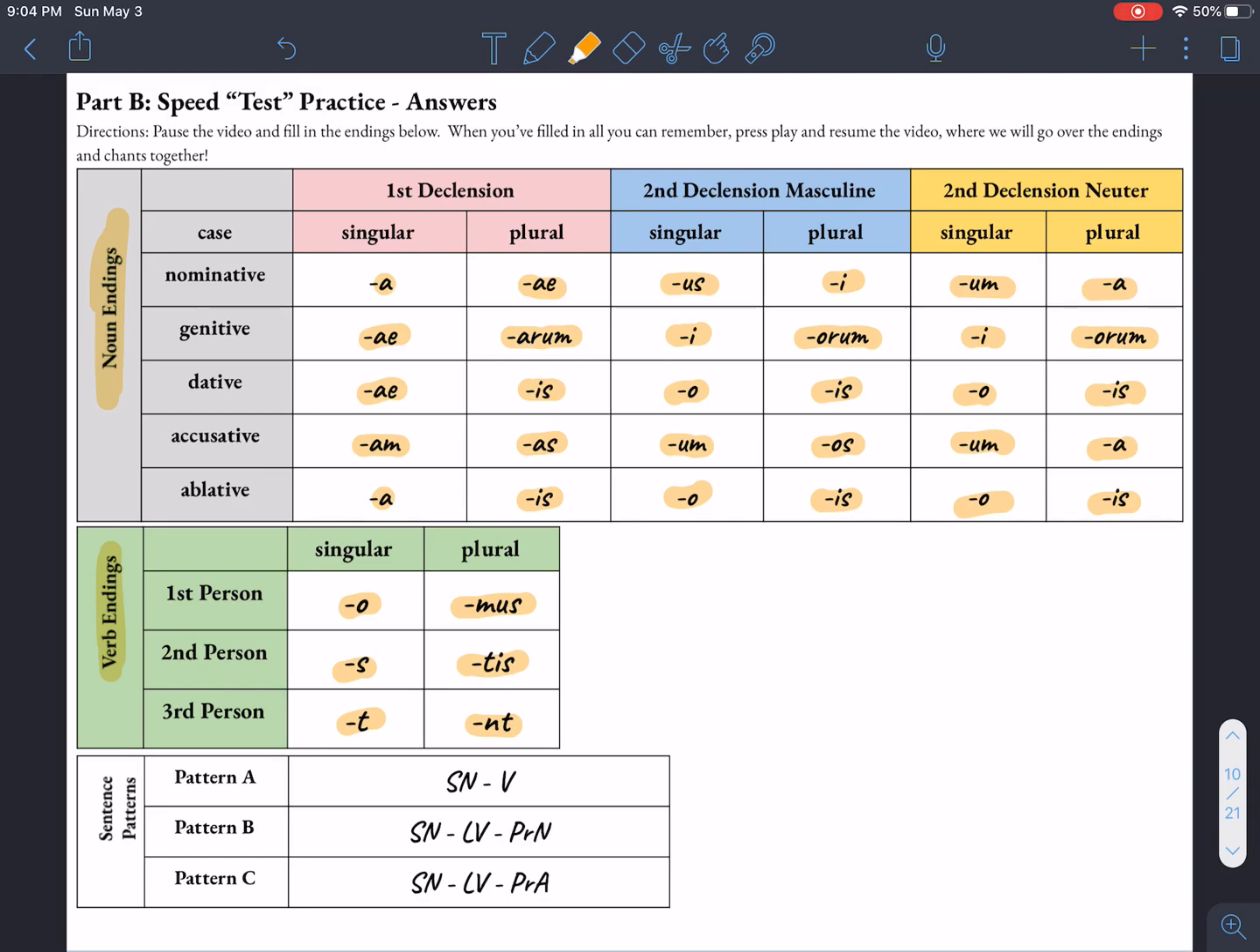And the last chant that we're going to go through today, which is going to help you on your test, is the sentence patterns chant. If you filled them out like this, just know that's correct. I don't have the lyrics here on the screen, but please try and say it with me.